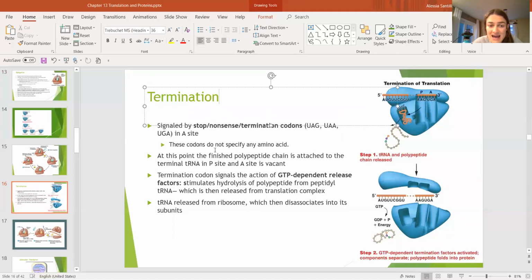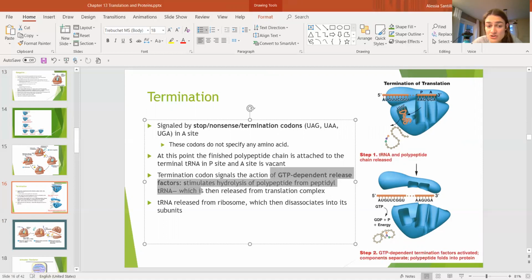So once we get that in the A site, the arrival site, you can see here I have a UGA. What happens then is that a GTP-dependent release factor binds to it. There's no tRNA that has an anticodon for one of these three stop codons. They do not specify any amino acids, so they don't specify any tRNAs. So at this point, the finished polypeptide chain is attached to the terminal tRNA in the P site, and the A site is vacant.